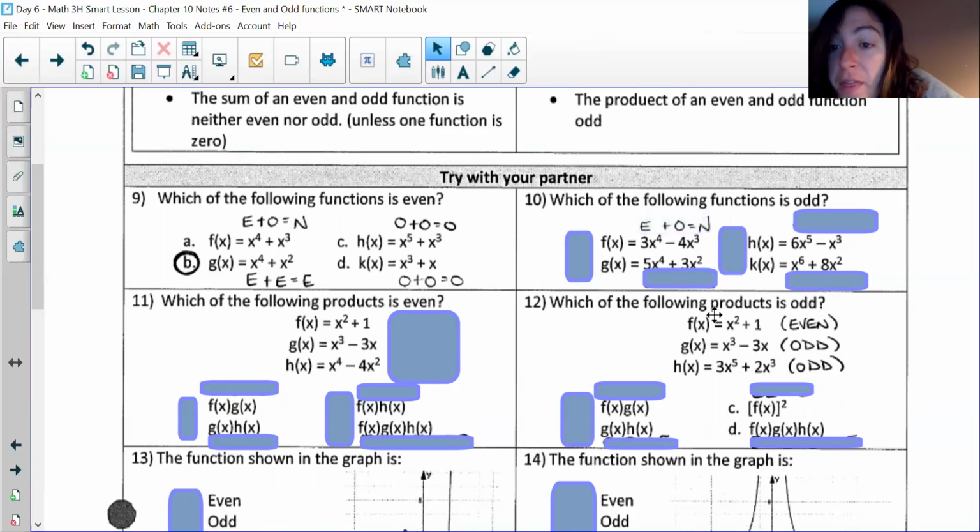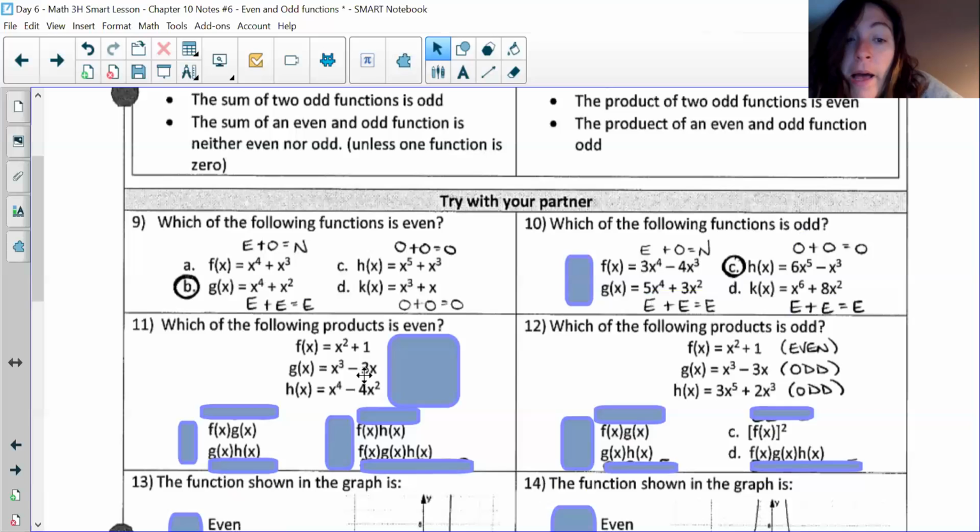Odd, which is nothing. Here we have an even plus an even, which is even. Here we have an odd plus an odd, which is odd. And here we have an even plus an even, which is even. So our answer is h of x, which is odd.